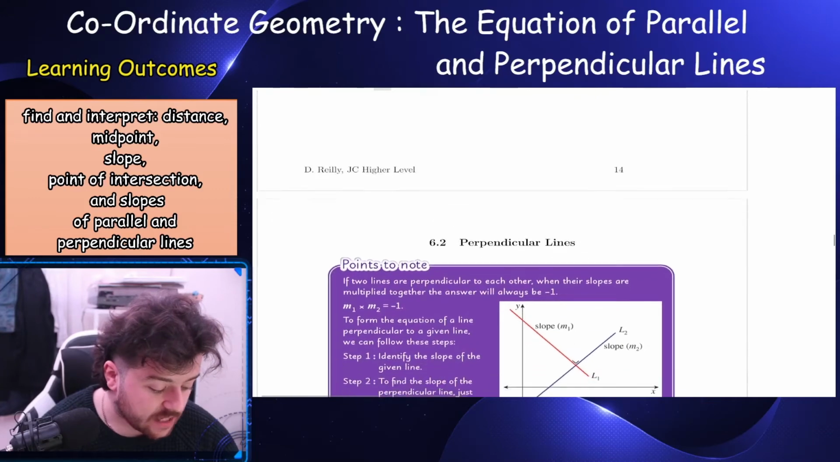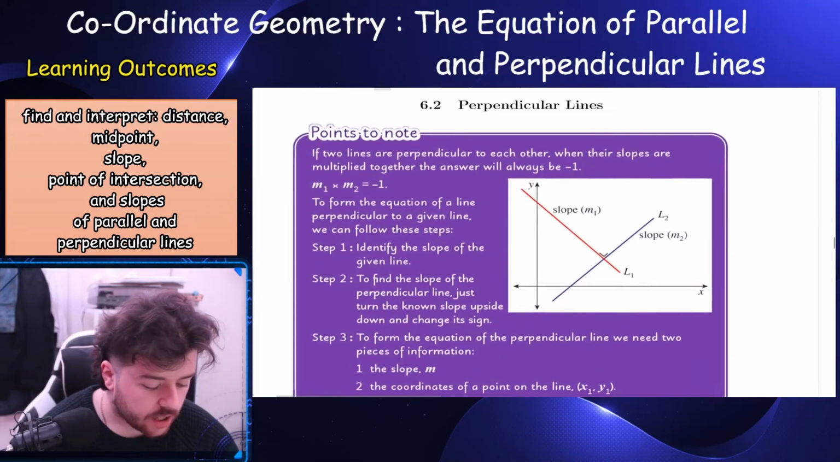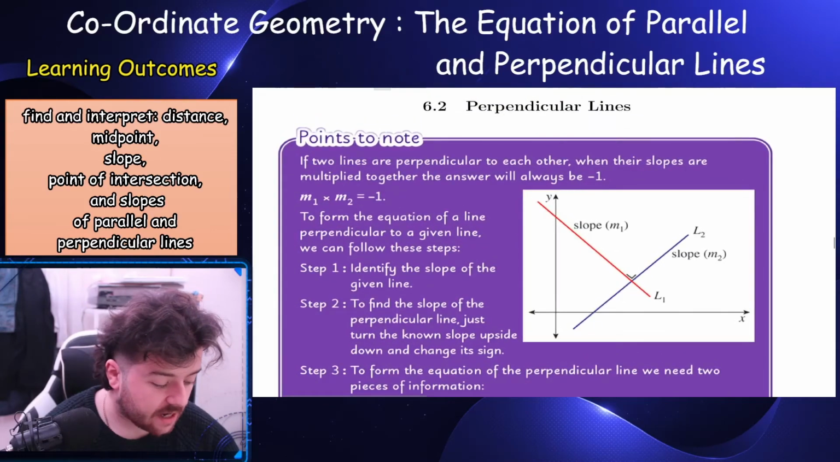So the next one we're dealing with are perpendicular lines. If two lines are perpendicular to each other, when the slopes are multiplied together, the answer will always be -1.